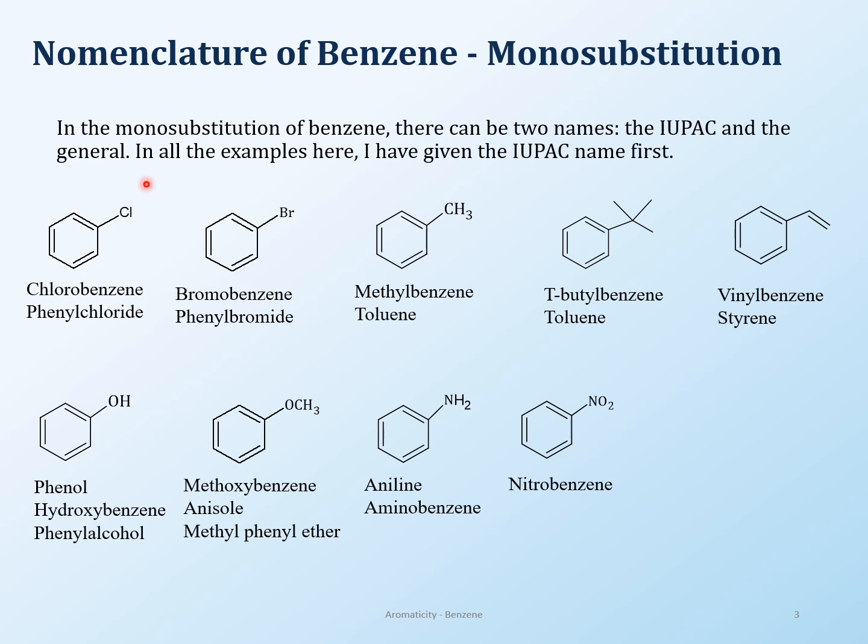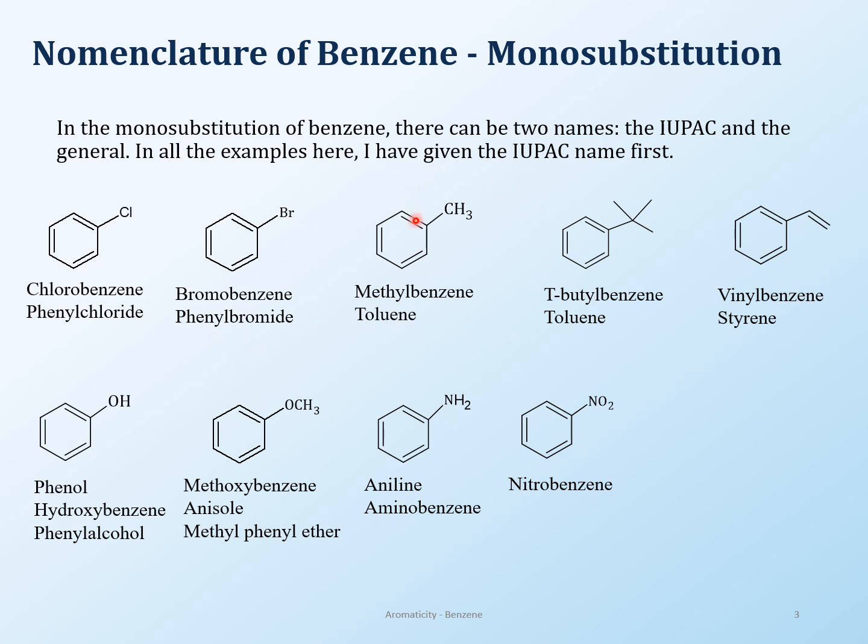Let's talk about halogenated benzene first. Remember, benzene by itself is just benzene, C6H6. But as soon as you have C6H5, it means something else is connected to it. Here is chlorine connected to it, so it's chlorobenzene. The first names here are going to be the IUPAC names, and the second names are the general names. You can call it phenyl chloride also, with the phenyl as your substituent. So phenyl chloride, that's the substituent, and chlorobenzene. So bromobenzene, phenyl bromide, you get the idea.